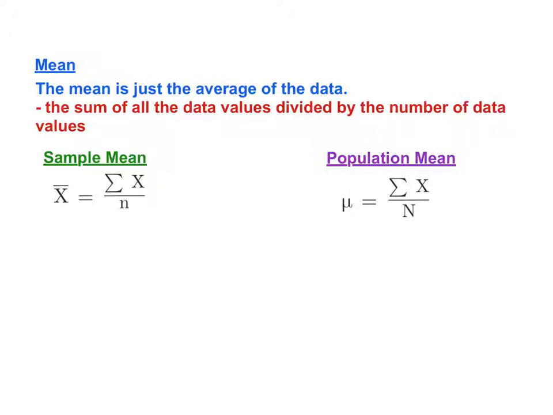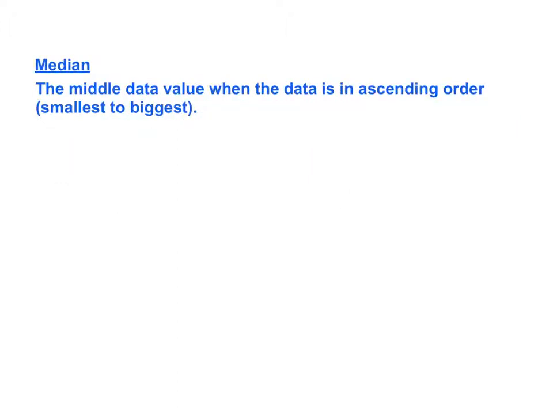All right, the next thing we need to look at is the median. The median is the middle value when they're in order from smallest to biggest. So most of the time, your data won't be in order, so the first thing you're going to want to do is put it in order from smallest to biggest and then find the middle value. Now this works well when there's an odd number of data values because the middle value will actually be one of the existing data values.